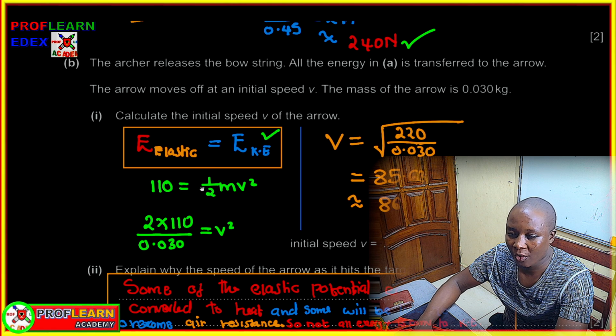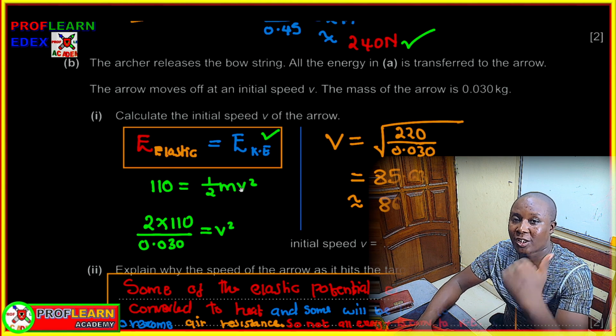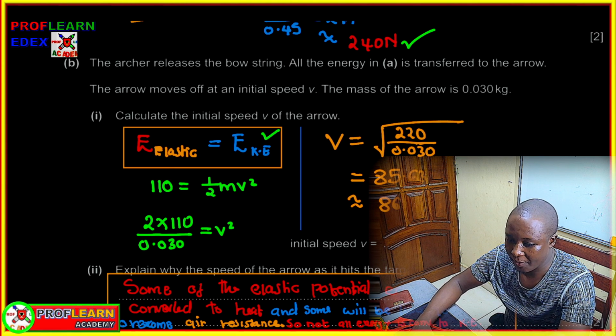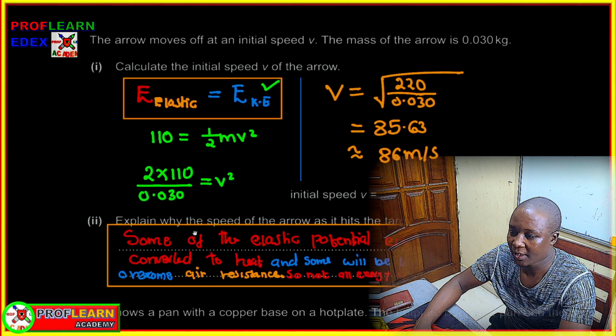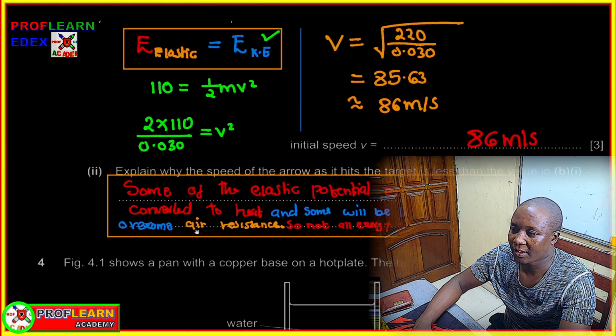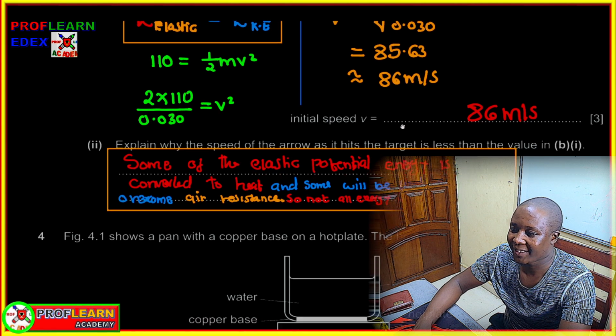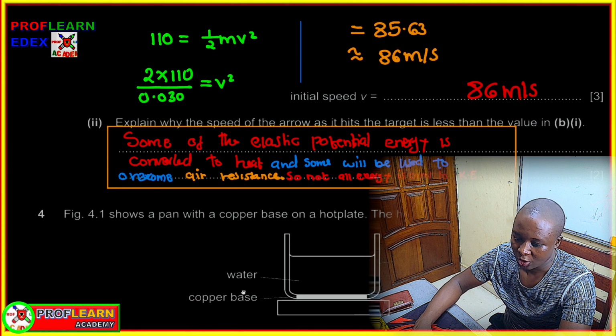The formula for kinetic energy is a half m v squared, where m is the mass and v is the velocity at which that object is going to move. At that point, we substitute that into the formula and find the value of v, and in that case our v is going to be equal to 86 meters per second. So that is the speed at which the object moved.